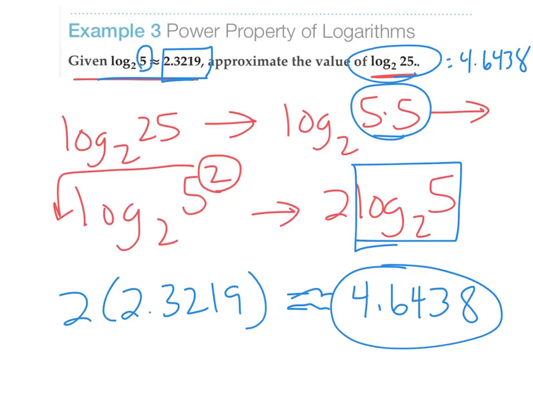The key to these problems is writing the log in terms of what's given. That's why I changed it from 25 to 5 times 5. And when you have an exponent, the exponent gets moved in front of the log as a multiplication.